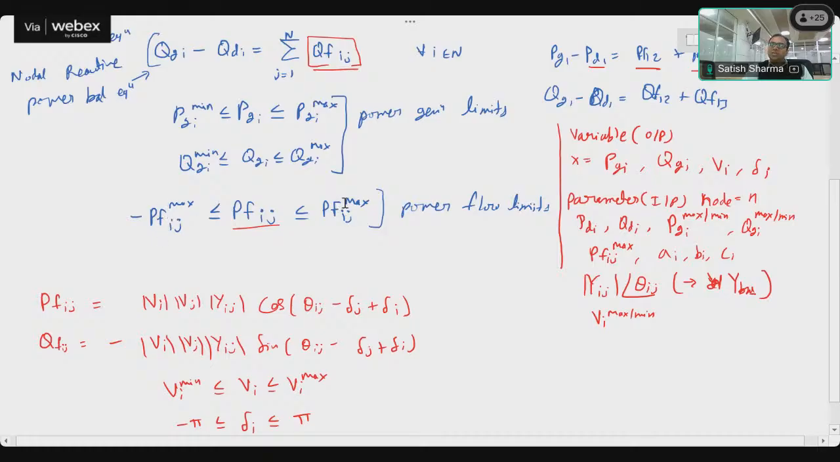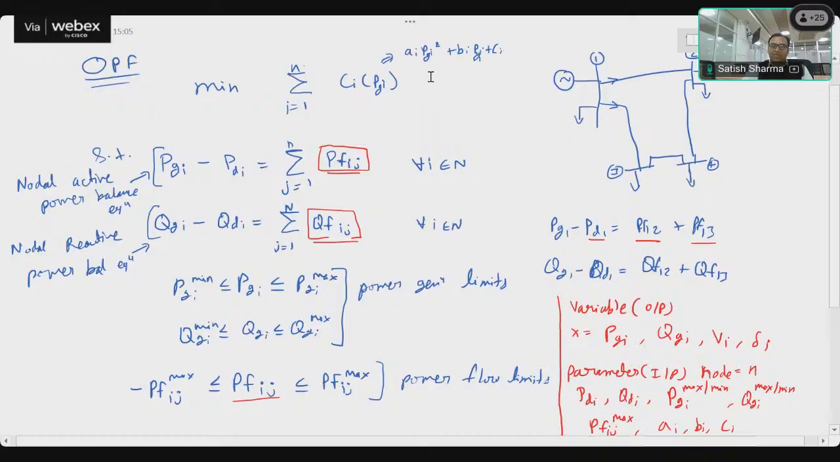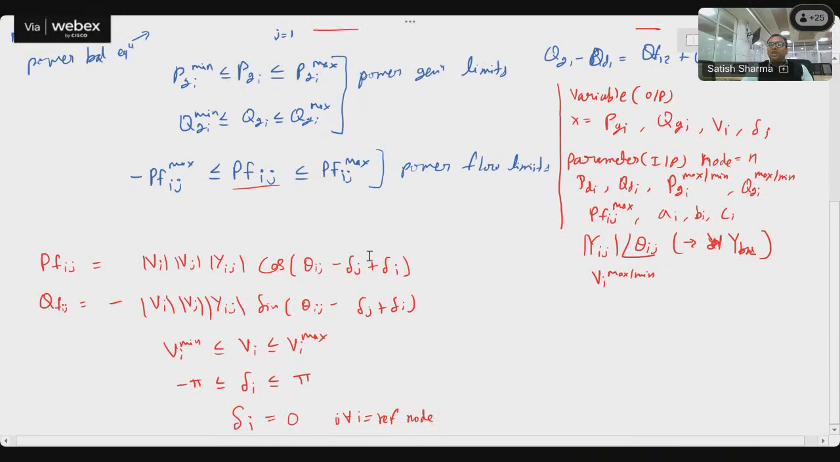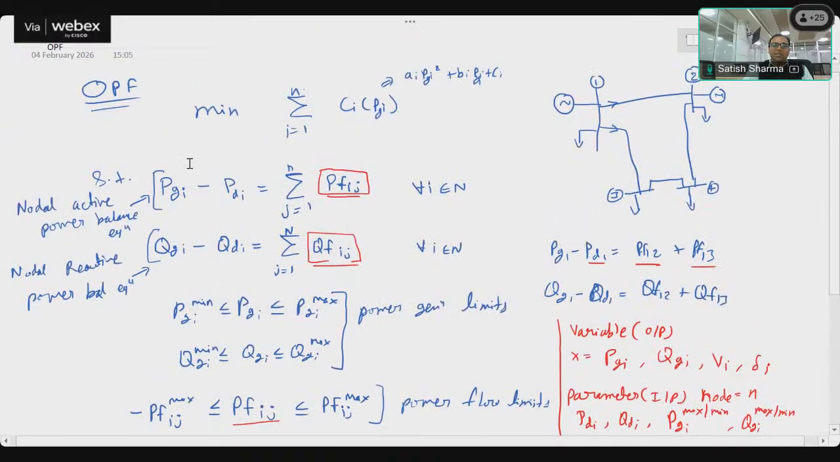So this PF max will also play some role in deciding PGI. Each and every parameter here will play a certain role in deciding PGI. Like this delta I equals 0: whatever the reference bus angle is, if that becomes 0, that will affect the PI and QI, PFij and QFij. That will affect the PGI, and that will affect the cost function. So each and every variable should affect the cost function.